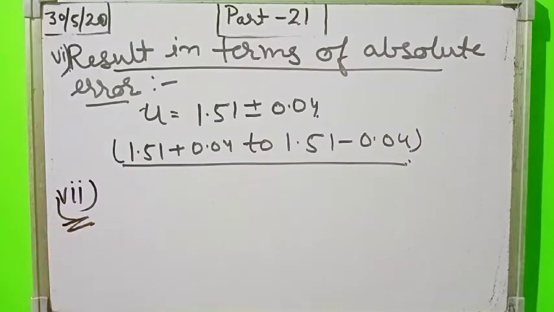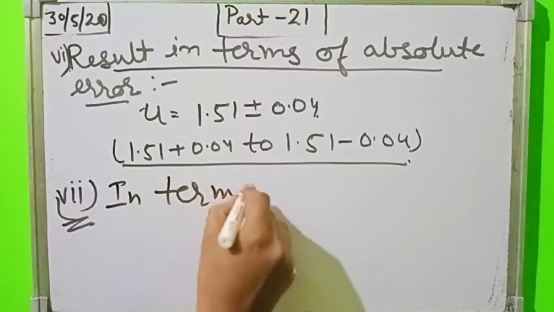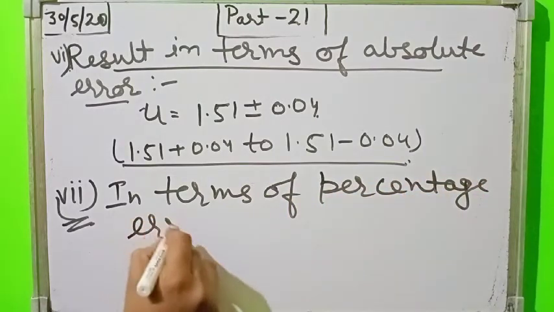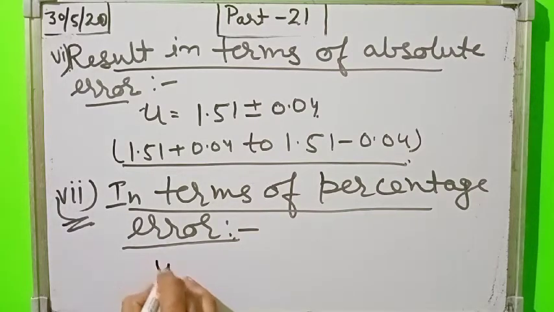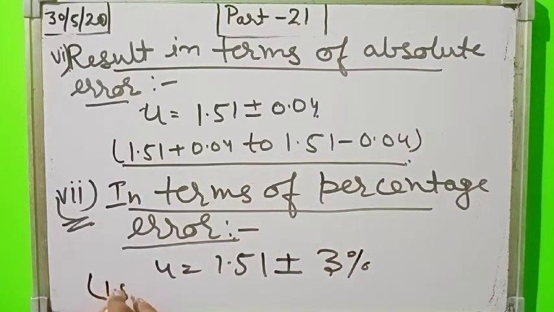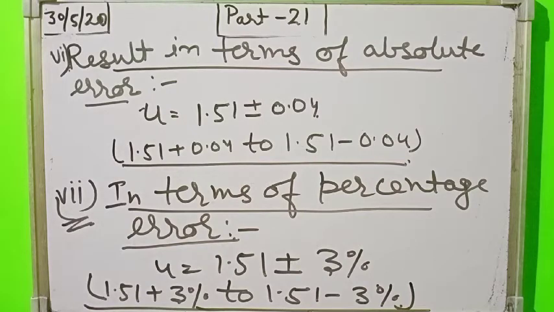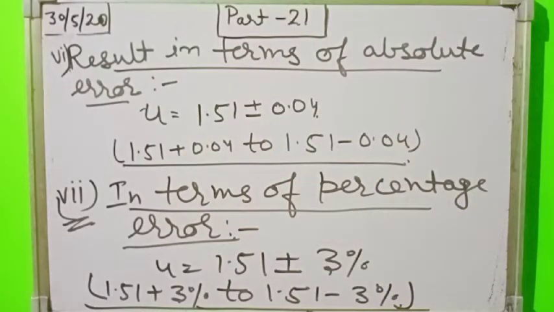Next one is in terms of percentage error. In terms of percentage error, you can express the result as 3%. Percentage error is 3%, so 1.51 plus minus 3%, or it will be equal to 1.51 plus 3% to 1.51 minus 3%. So this is the result in the form of error. We have calculated all these things.